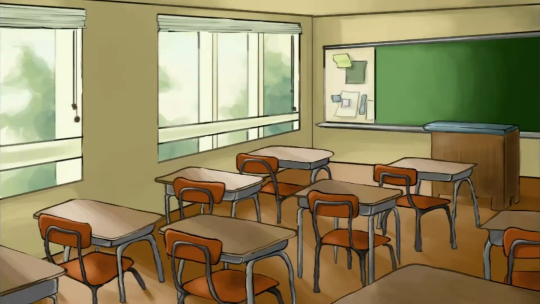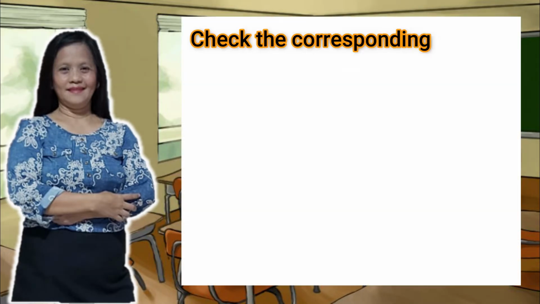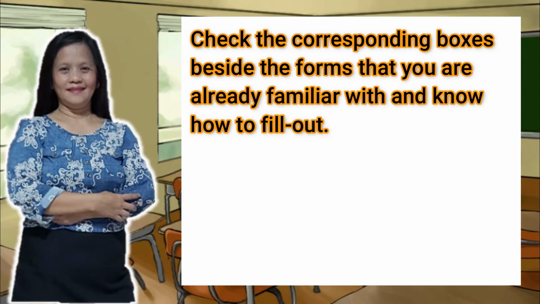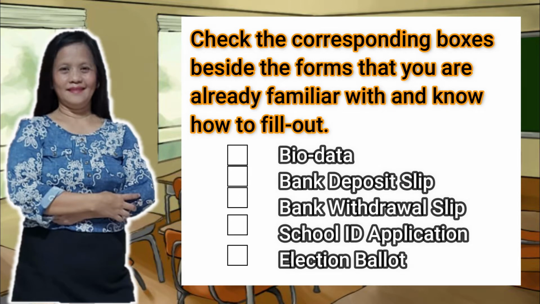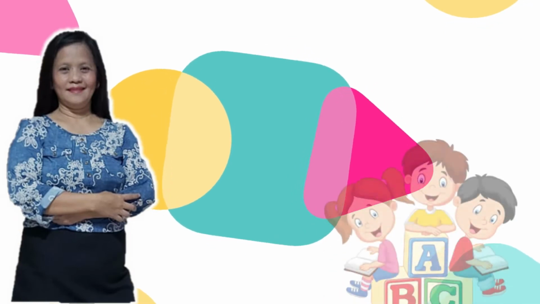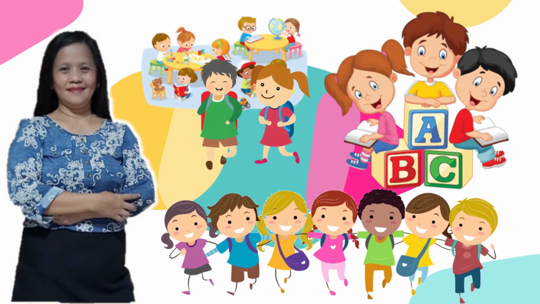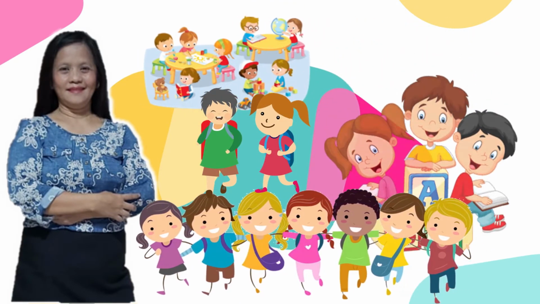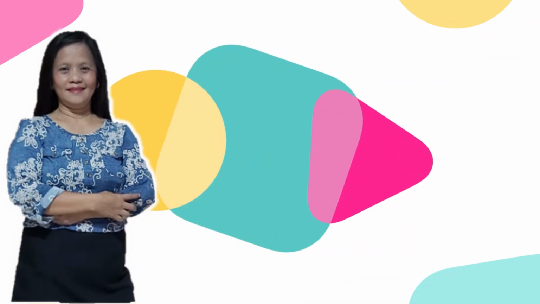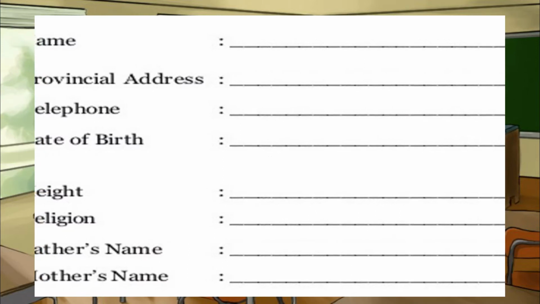This time, I want you to answer the activity flashed on the next slide. This is the direction. Check the corresponding boxes beside the forms that you are already familiar with and know how to fill out. Okay, did you check all the forms in the list? Great! You are already familiar with the topics that will be taken up today. But if you didn't, then please listen and participate with me in this lesson because this will help you fill out these forms step by step. Are you all ready? Now since you are now in grade 5, you are old enough to know these forms and you should learn to fill out the form yourself.